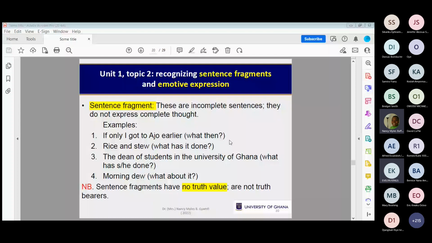Okay? If I said, where is the rice and stew? Which type of speech act would you think it is? I want a chorus answer. Interrogative. Someone said it's a sentence fragment. Interrogative. Yes. Very good. That's correct. It's interrogative. I'm asking you where it is. I didn't say go and bring it.